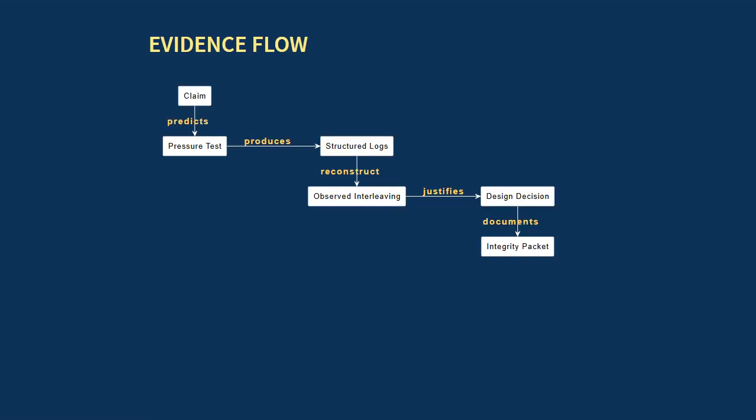Start with a claim. Two workers cannot claim the same episode. Then run a pressure test, collect structured logs, reconstruct the interleaving, and document the decision. What goes into the integrity packet from this flow? The claim, the test command or scenario, the relevant log excerpts, the observed outcome, the design decision, and the remaining risk.